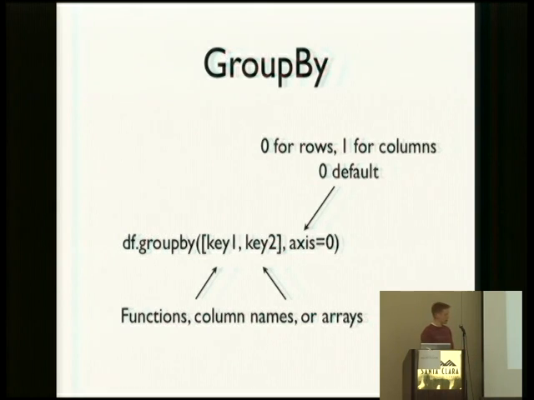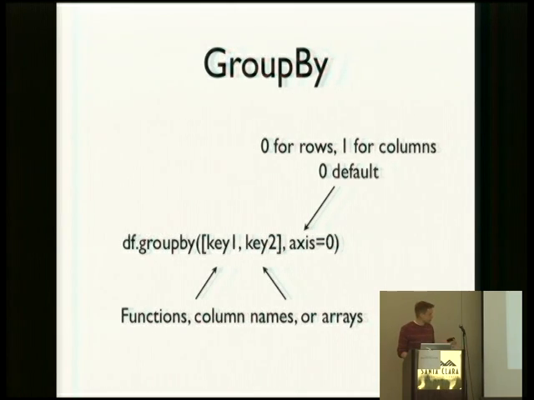You can mash them up however you like. And the last thing is that you can group along the rows, or you can group along the columns. The default is to group along the rows, but you can imagine a case where the columns are related to each other, and you want to group them into groups and add them together or something like that. So you have a lot of flexibility to specify how to group the data.